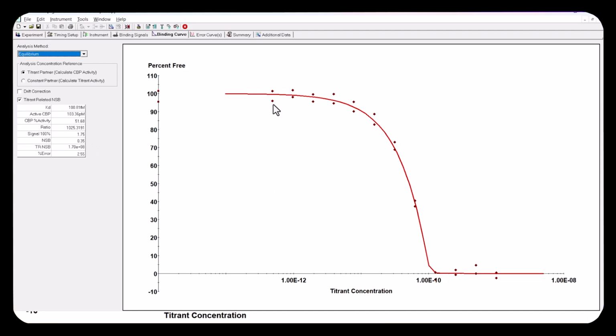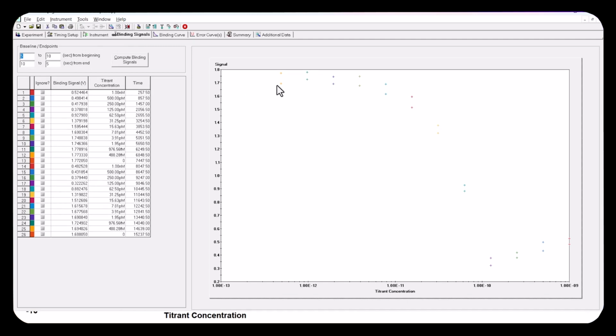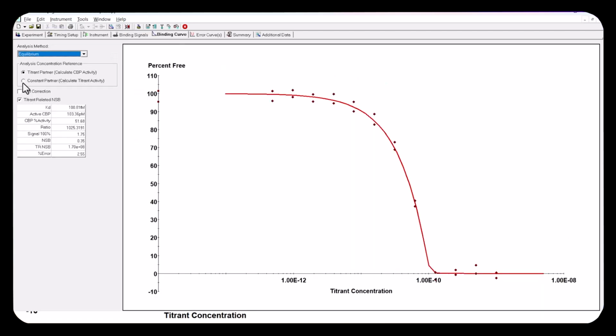This looks like it might be a candidate for drift correction too. We can go back into the binding signals and take a look at it. Click on that point and borrow across this. And the second points, every single one of them is low. This is definitely a strong candidate for drift correction. So I can go back into the binding curve and I can turn on drift correction 2 and reanalyze it.